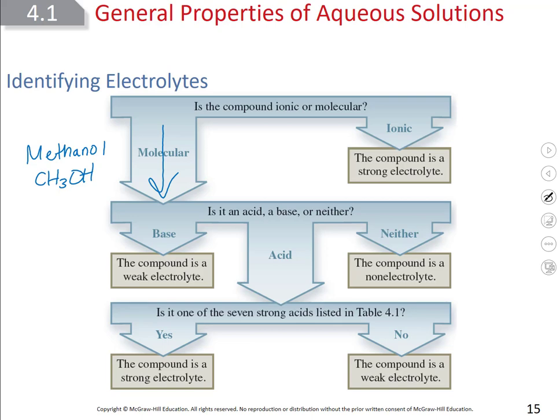What did I tell you was the giveaway that something was a molecular base? It ended with a what group? An NH group, right? An amine group, NH something. Does this end with NH something? No. This is not a base, actually. Is it an acid? Nope, doesn't start with hydrogen. So if it's neither an acid nor a base, where are we going to go? Over here to neither. And hey, we've reached the end of the road. The compound is a non-electrolyte. So methanol is a non-electrolyte.